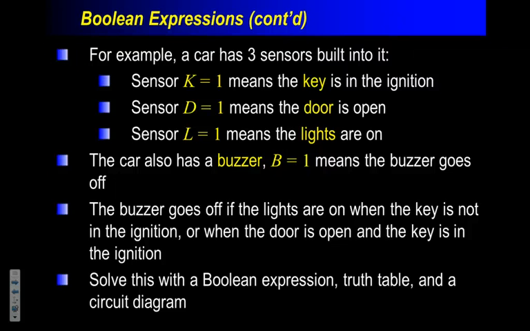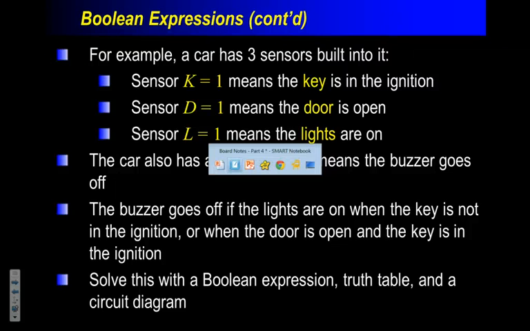So the buzzer goes off if the lights are on when the key is not in the ignition, or when the door is open and the key is in the ignition. Solve this with a Boolean expression, a truth table, and a circuit diagram. Okay, so let's dive into this question. Here's what we know. We have 3 inputs, K, D, and L.